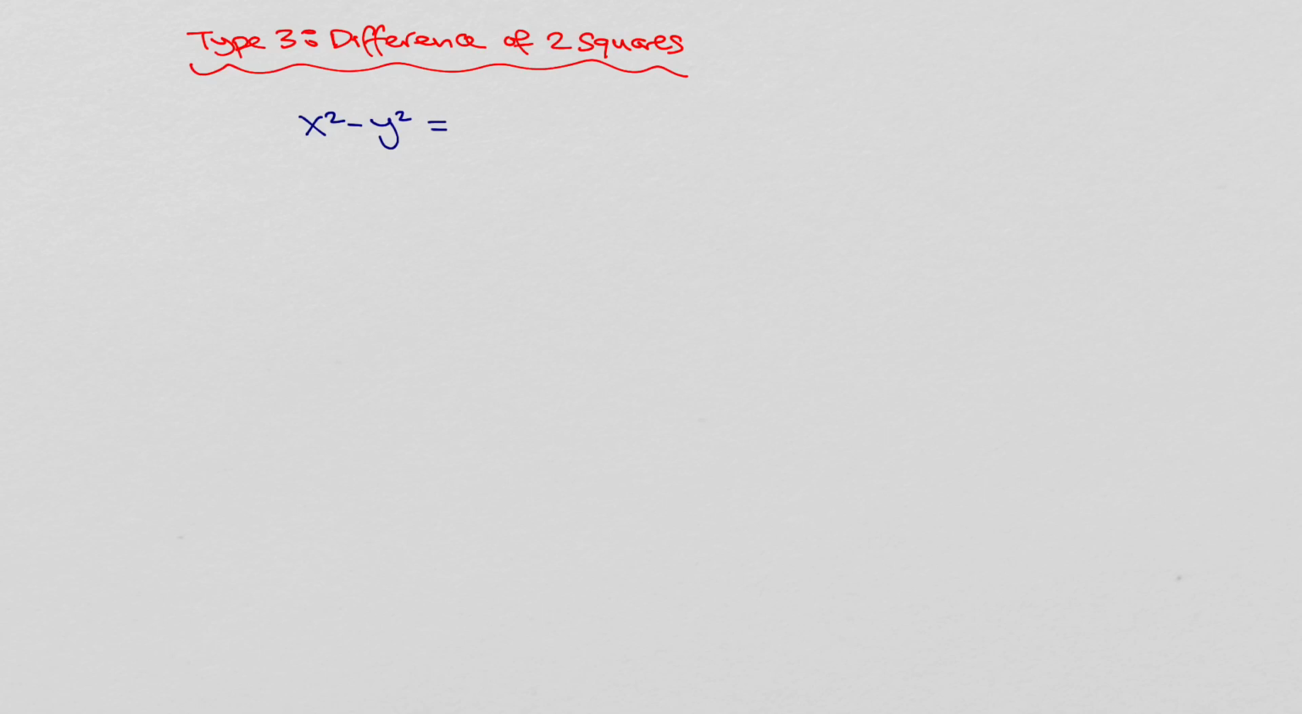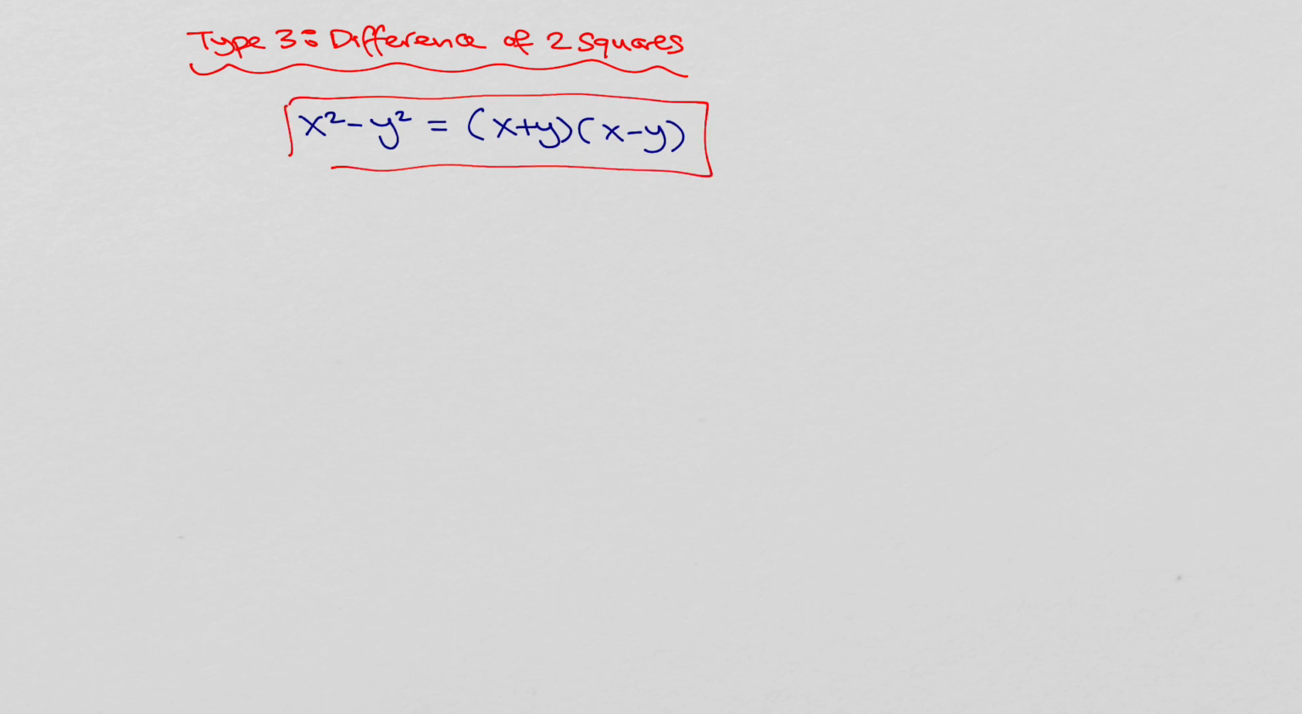So type 3 is the difference of two squares. So when we see we have something squared minus something squared, well then our answer is going to be x plus y, x minus y. So in other words, if I was to multiply out those brackets, I get x squared minus xy plus xy minus y squared, and therefore that leaves us with x squared minus y squared. So when we're using the difference of two squares formula, what we're doing is we're going in reverse.